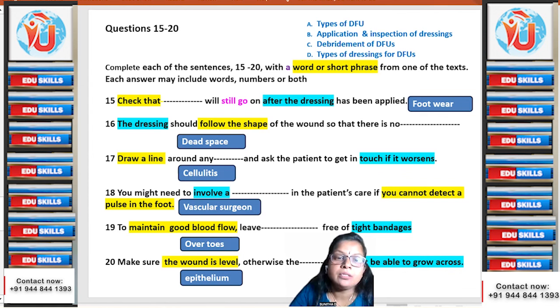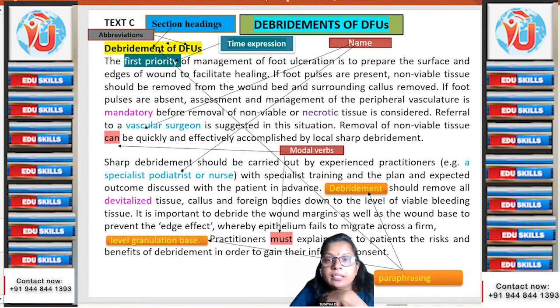So 18th question, you might need to involve a dash. Some particular person. So where do we have to go for this answer? Which text do we have to search? C. Referred to as muscular surgeon. First paragraph, last. Yes. Okay.